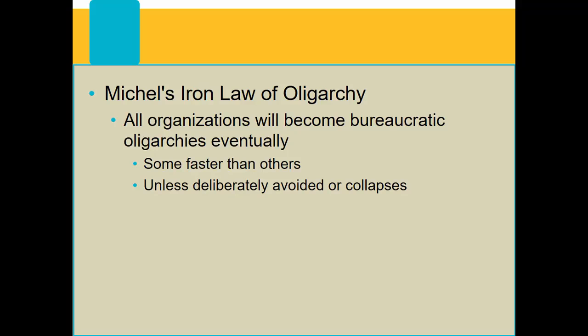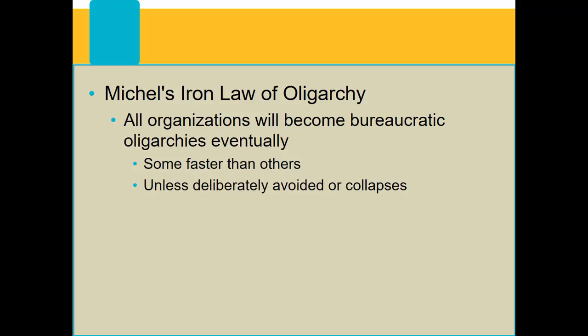Now, Michels's Iron Law of Oligarchy states, as alluded to in the previous slide, that all organizations will become bureaucratic oligarchies eventually. So all organizations will develop their leadership, and the organization will be led by that leadership with their rules and regulations. Now, some organizations do this faster than others, especially if the organization is ideologically opposed to being either bureaucratic or oligarchical.